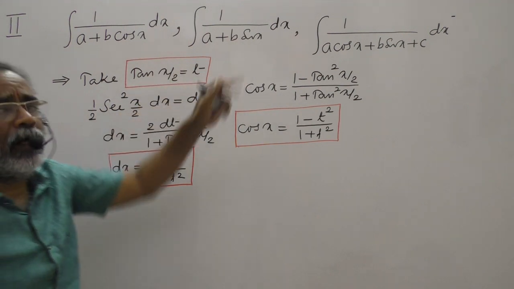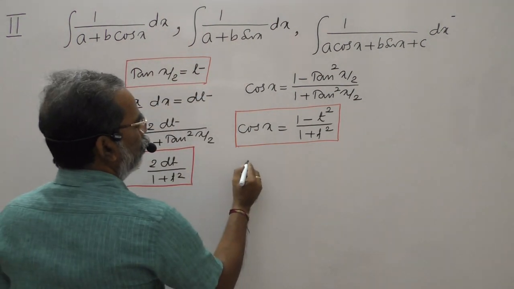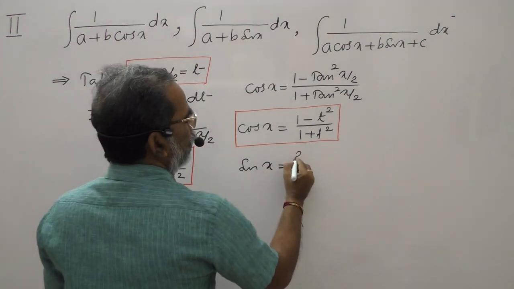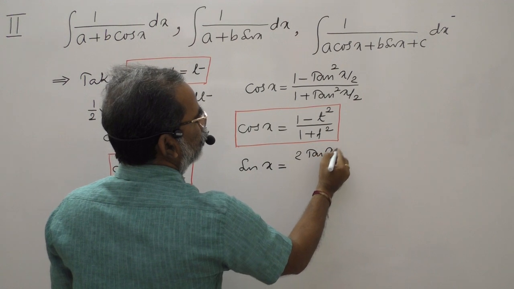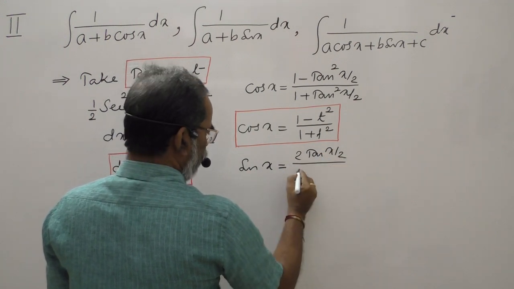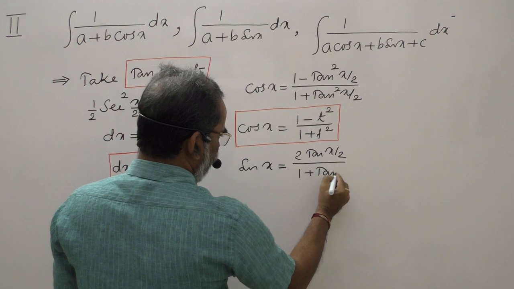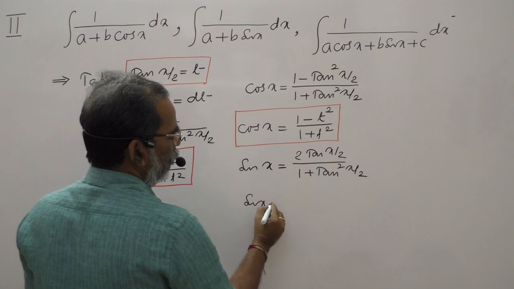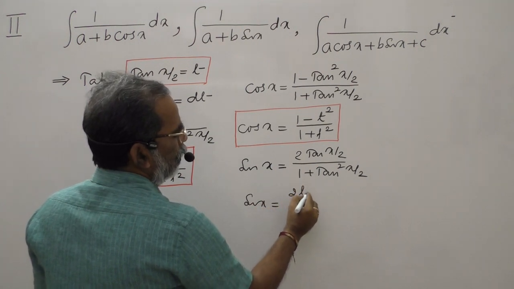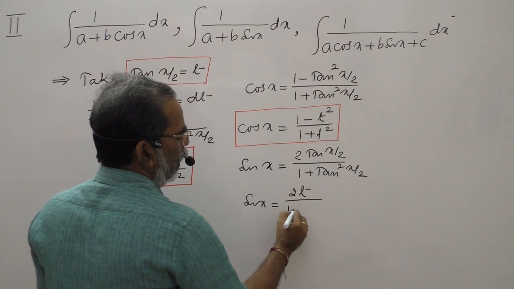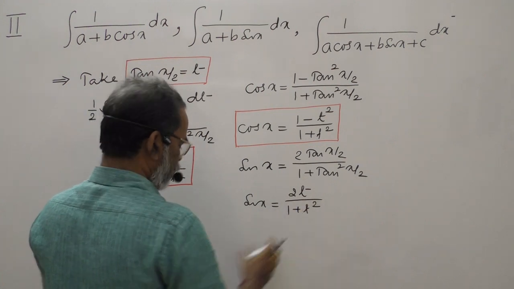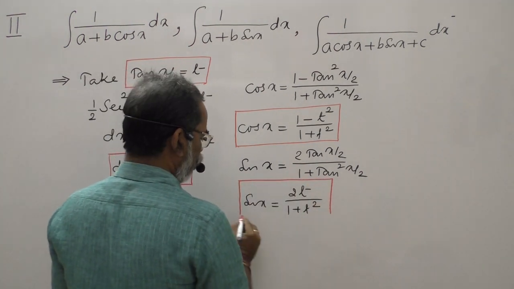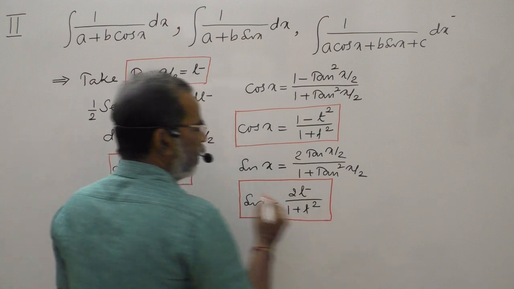Also, sine will be there. For sine, what to do? We know tan x by 2. Using the formula for sine 2a, sin x is 2 tan x by 2 divided by 1 plus tan square x by 2. So here sin x becomes 2 into t, divided by 1 plus t square. This is the value of sin x in terms of t.